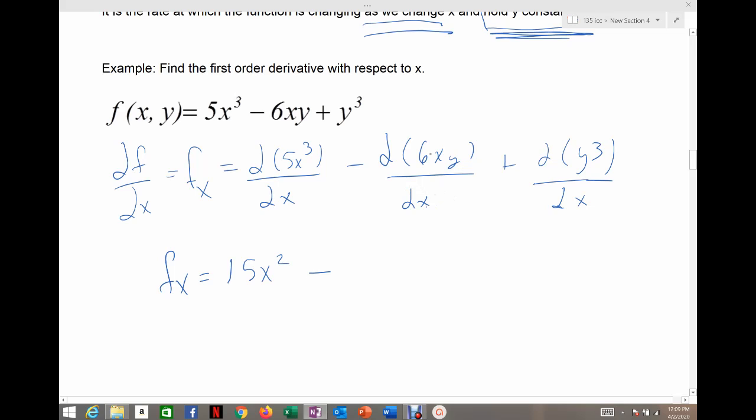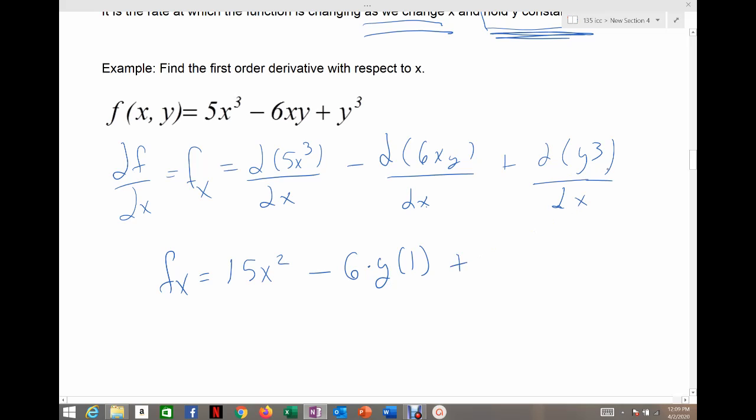Y is a constant, 6 is a constant. So 6, remember, is just going to come along. Well, y behaves just like the 6, right, because it's a constant multiplier. It's going to come along. I take the derivative of x. Well, the derivative of x is just 1. So it's 6 times y times 1.